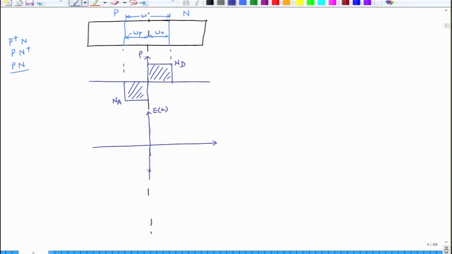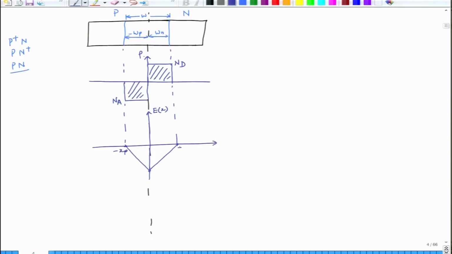The electric field is 0 at the interface, and it is also 0 here. The bands change curvature at this point, and as a result the electric field is 0 at that point. The variation is like this. The rate of change of electric field is the same in both regions. This is minus Wp, this is plus Wn. Essentially both regions have the same width, so the slope of the electric field is also similar in both regions.